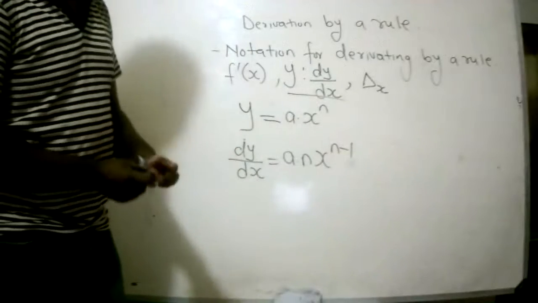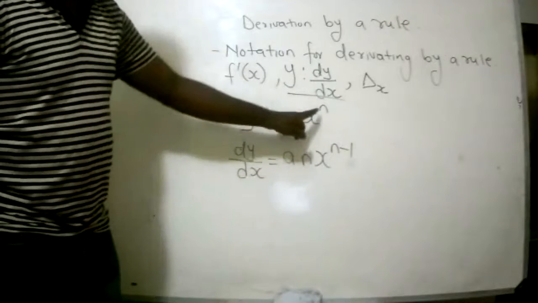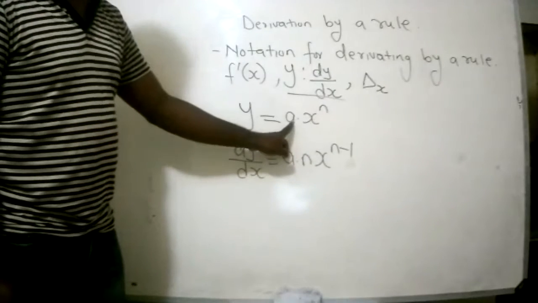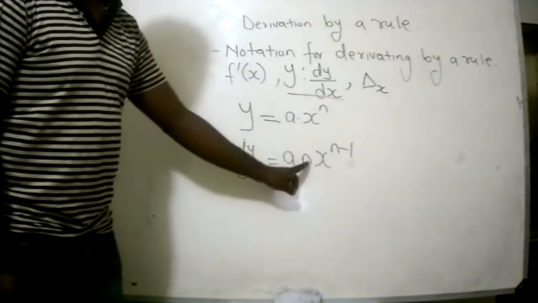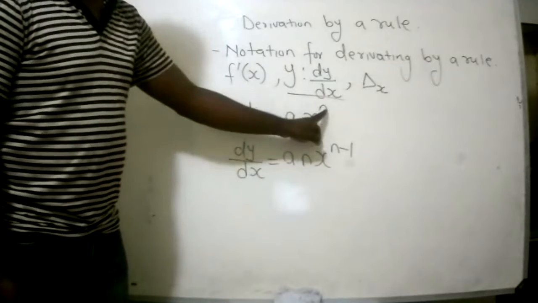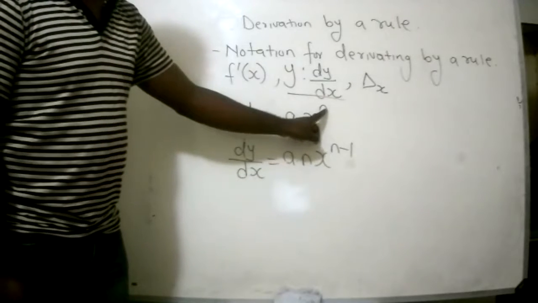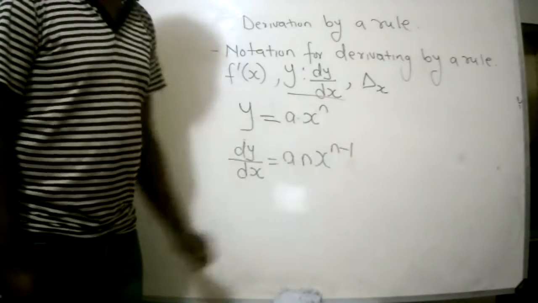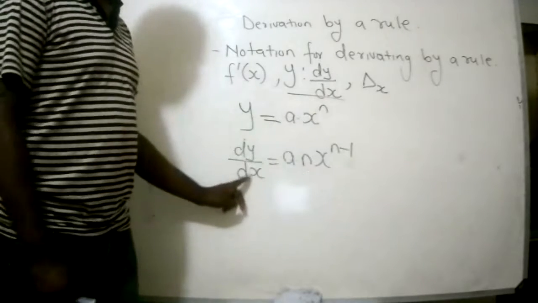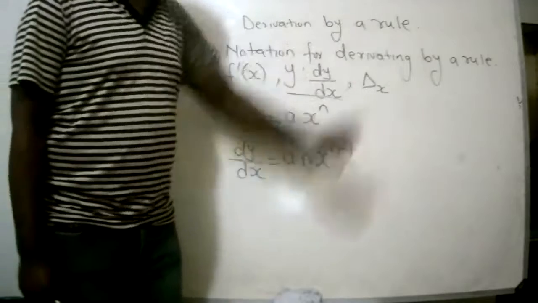Let me tell you again what we have done here. We multiply the exponent with the coefficient, and we're going to get a multiplied by n. And then from there, what did we do on the exponent? We subtract by 1. So we're going to get n minus 1. By doing so, you obtained what is called differentiation by a rule.